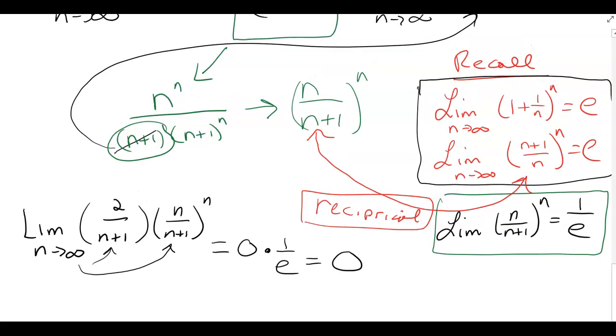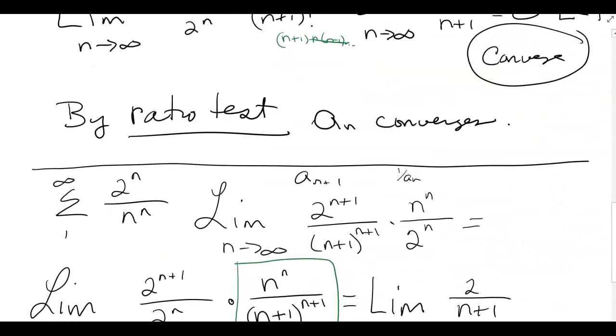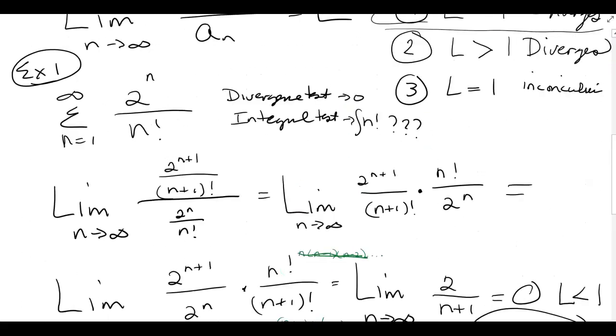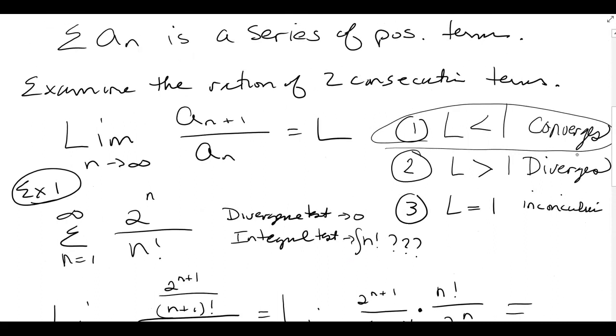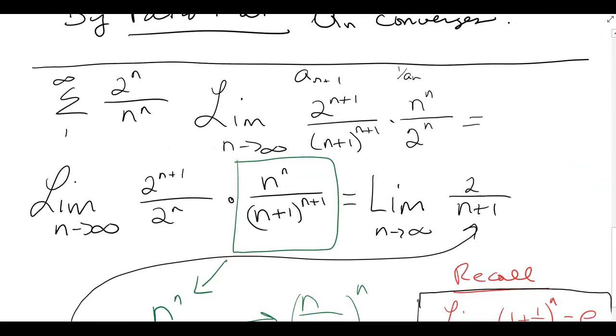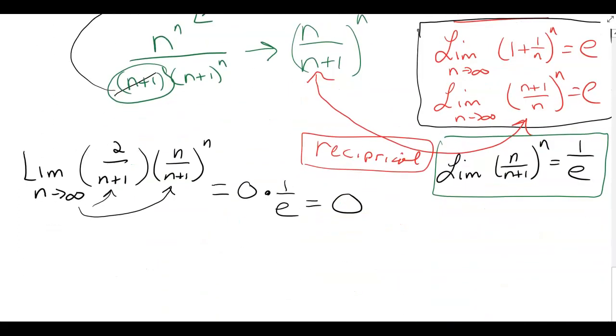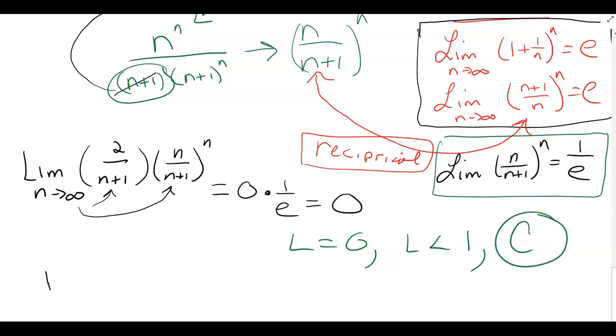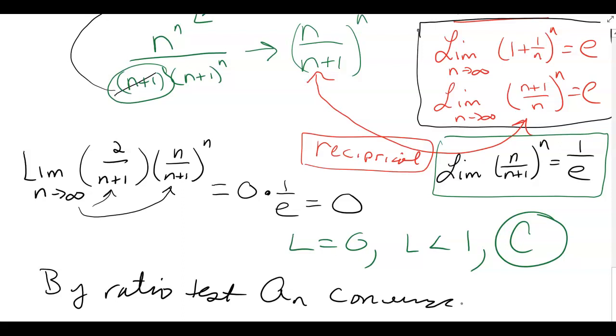Let's try to remember what we were doing. We were doing a ratio test. And when the limit is 0, we're fine, and our series converges. So L is 0, which means L is less than 1, converges by ratio test. Our series converges. Done.